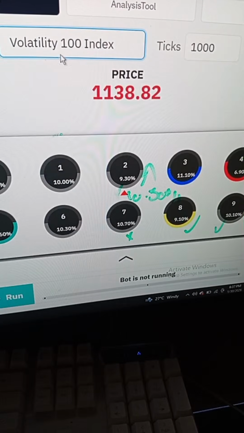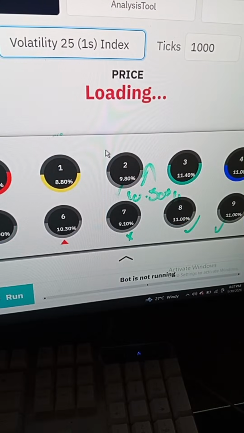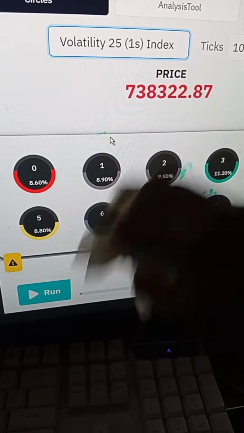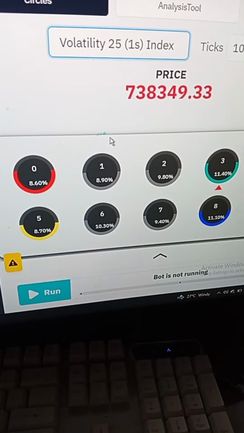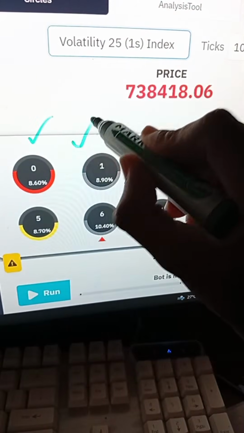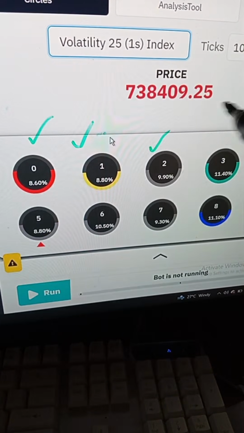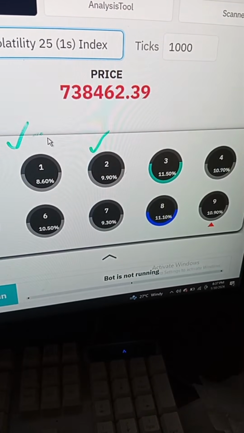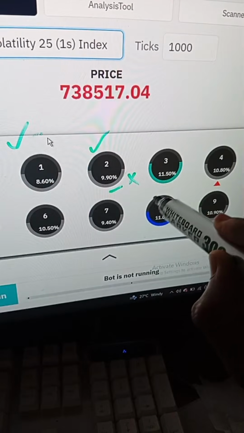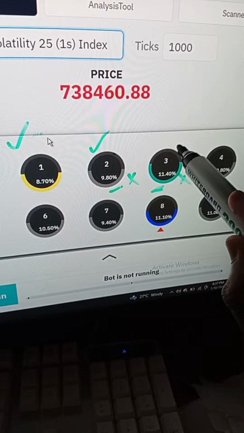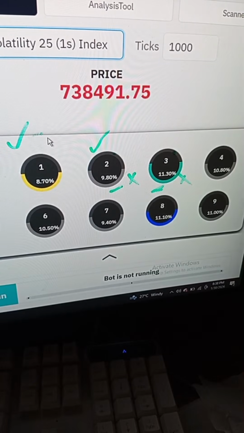Let me compare 25-1S and see how it is. All right, now this is nice, but again the problem is with the green circle once again. Let me show you. 0 is very okay, 1 is beautiful, 2 is very okay, but now this is the problem. The green circle, if you're trading over 1, should be 2 to 3 numbers. If it is here, automatically out. The green circle should never be here. It should be as far away from you as possible.